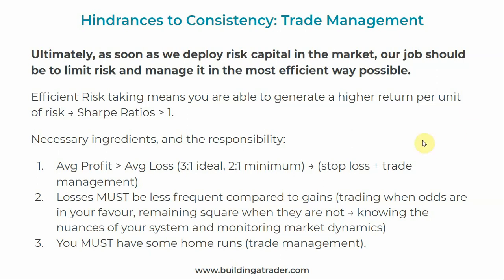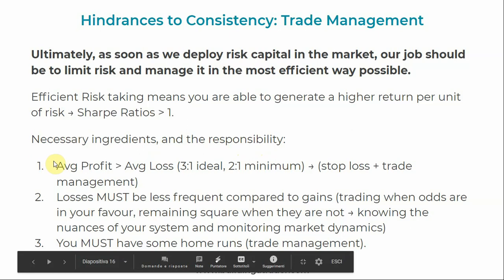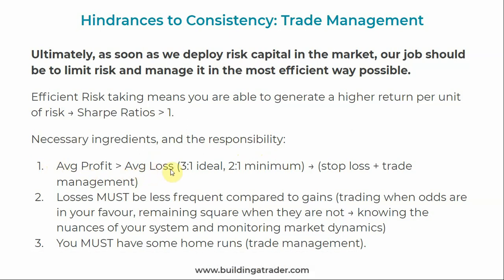Okay, so the necessary ingredients to do this and the responsibility of that result, here they are. The average profit needs to be larger than the average loss. You should aim for a 3-to-1 ideally over time, but 2-to-1 is what's required, at least. Now, what decides the average profit and average loss of your trades? Your stop loss and your trade management. Okay, it's not the system, it's the stop loss and the trade management.